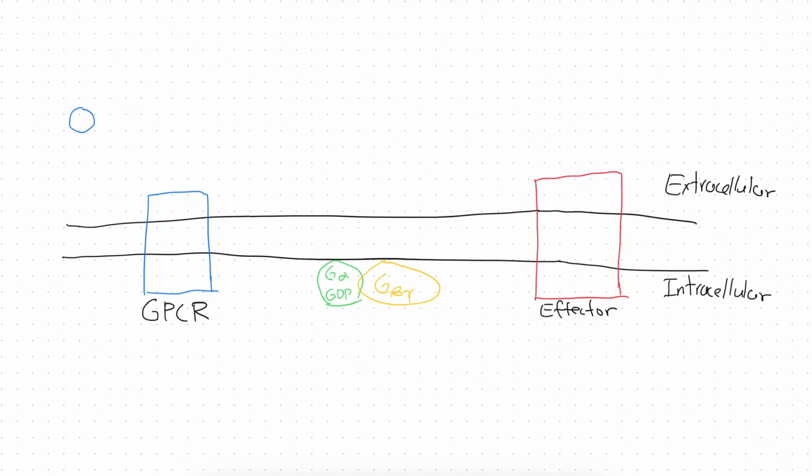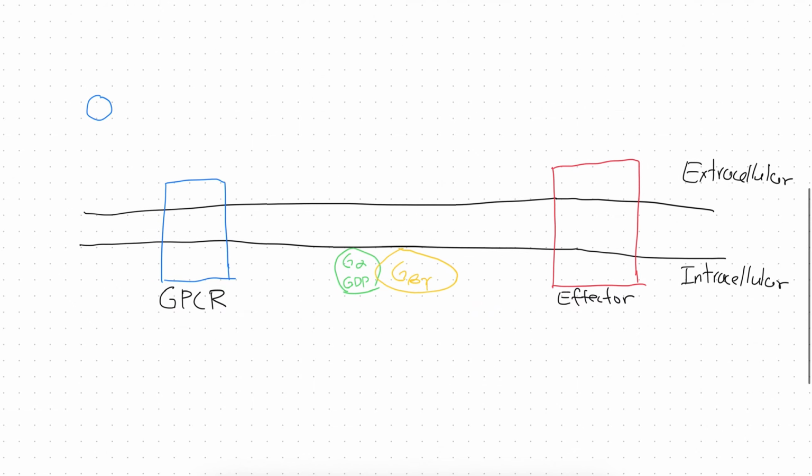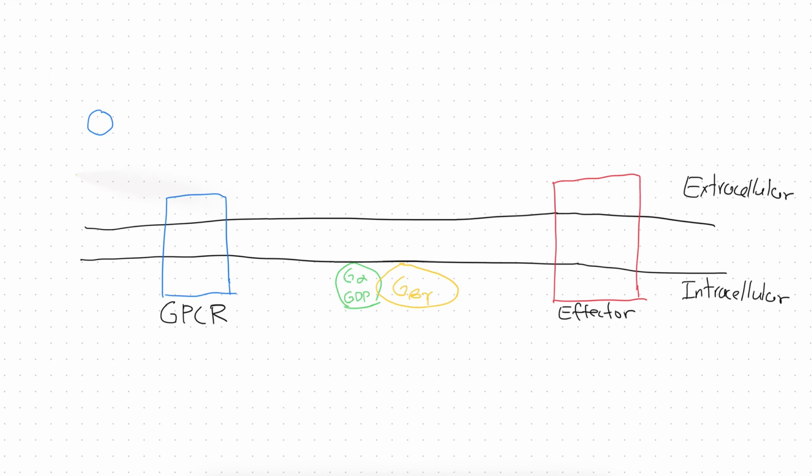And then the next step, a ligand binds. So the ligand is shown in blue over here. This ligand could be something like a hormone, neurotransmitter, or other molecule. It binds to the outside of the GPCR. So let me show that binding over here. So we have this ligand here, and it's gonna bind like that.